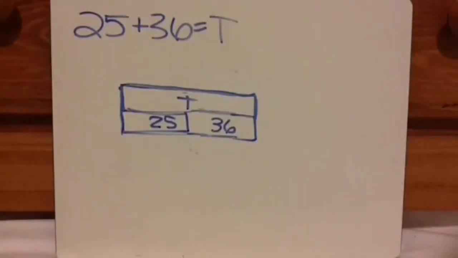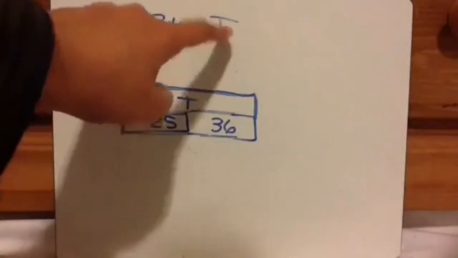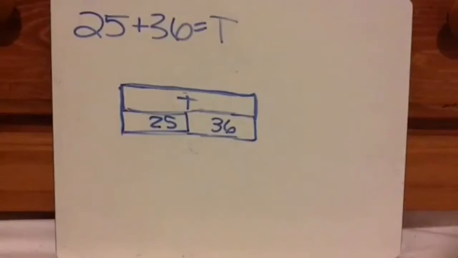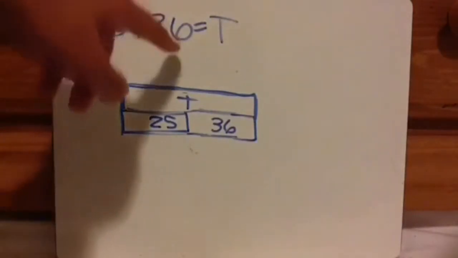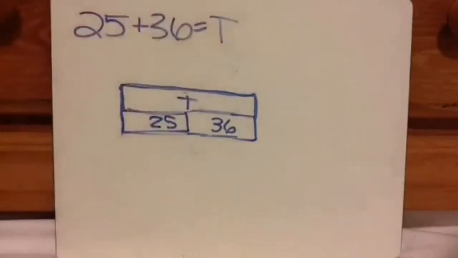Or if I say so-and-so has 25 pencils, she bought 36 more pencils, how many total pencils does she have? You can use the letter P. So-and-so has 25 erasers. She bought 36 more erasers the next day. How many erasers does she have now? You could use E for erasers. It doesn't always have to be the letter T. But just know that the letter represents what you're looking for.